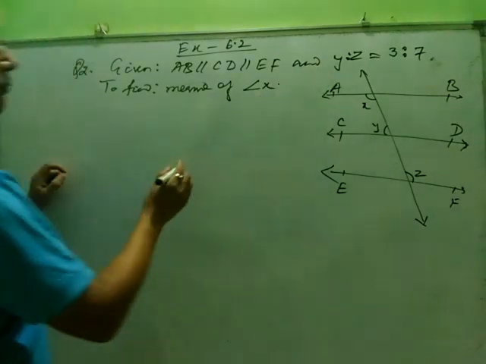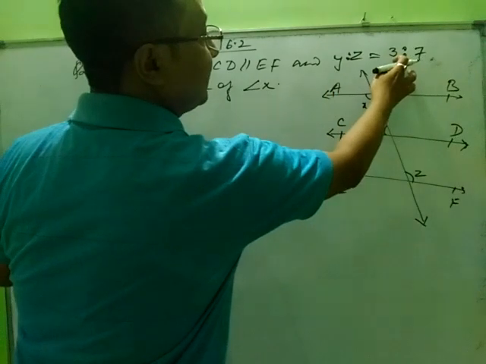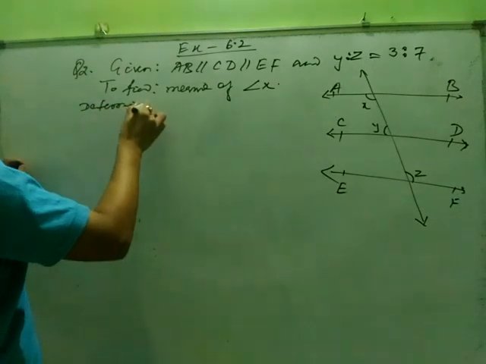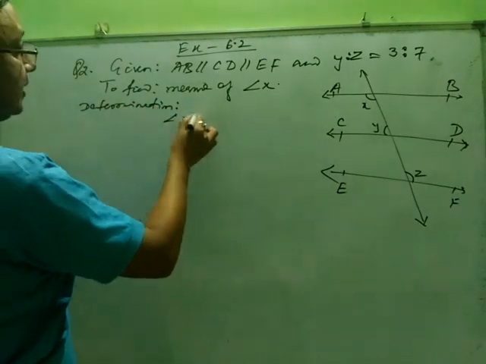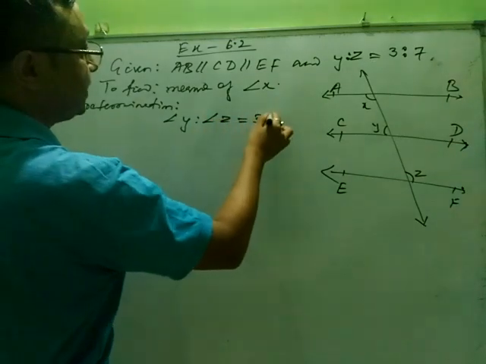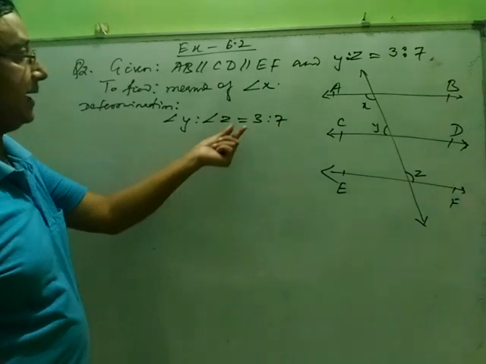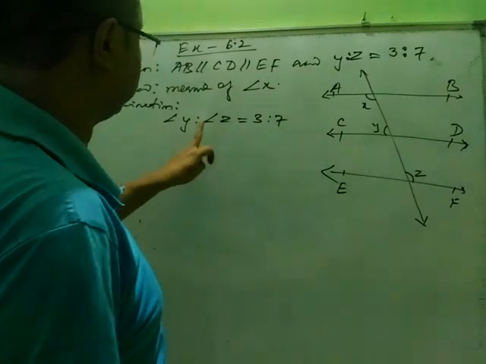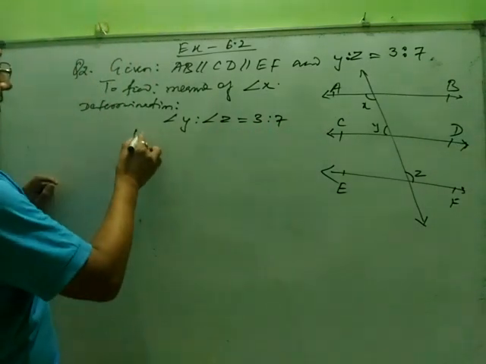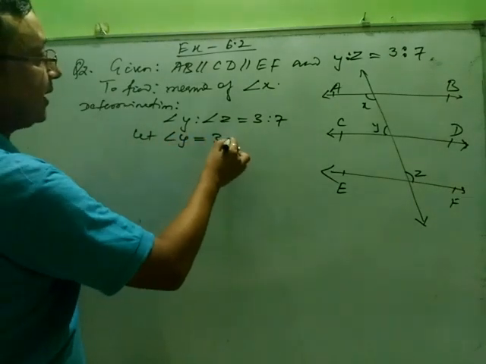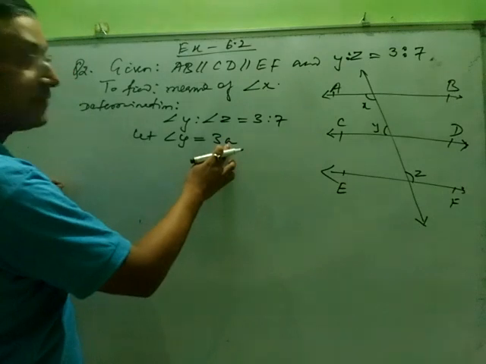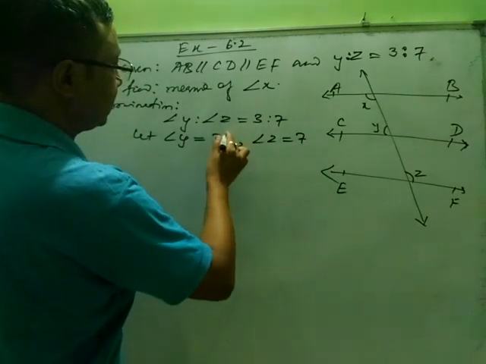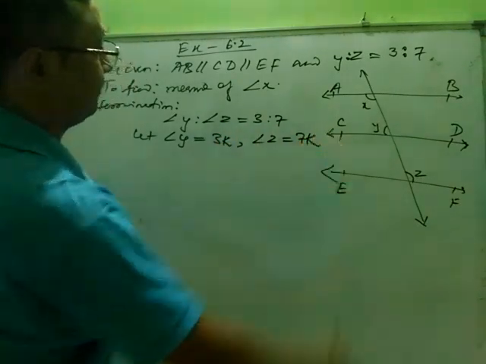So it is given that the ratio of angle y to angle z is 3:7. So here, angle y is to angle z equals 3:7. As they have given it in ratio, you can take y as 3k and z as 7k. So let angle y be equal to 3k, because there is x, so I have taken k. Then angle z is equal to 7k.